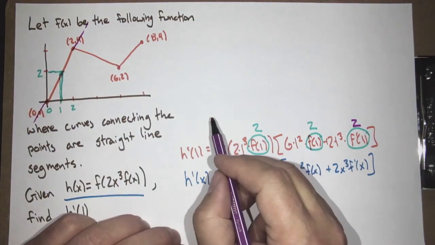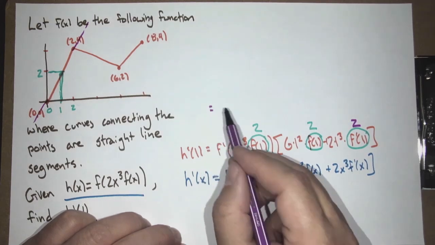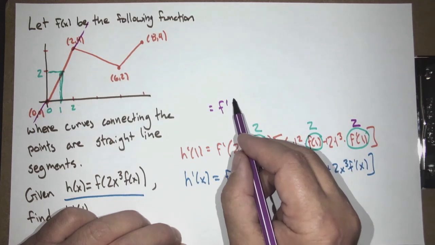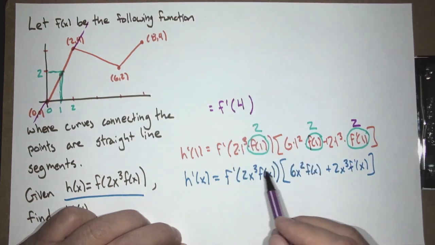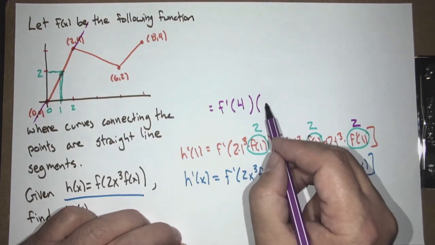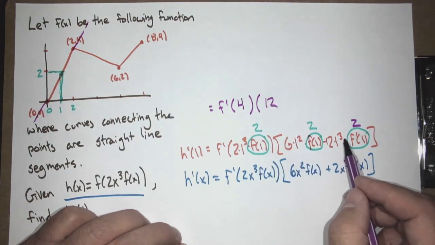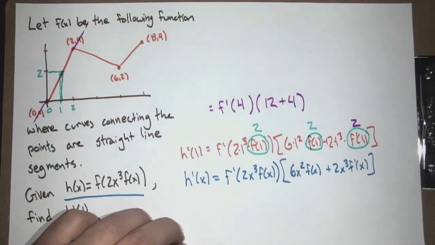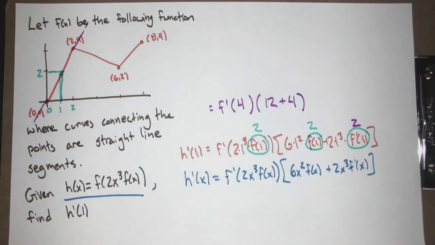Okay, so we update. Moving upwards, we have f prime of 2 times 1 cubed times 2, which is 4. 6 times 1 times 2 is 12. 2 times 1 times 2 is 4. All right. So what's the next thing we have to figure out? Okay, I can tell you 12 plus 4 is 16. But there is another thing we have to figure out.